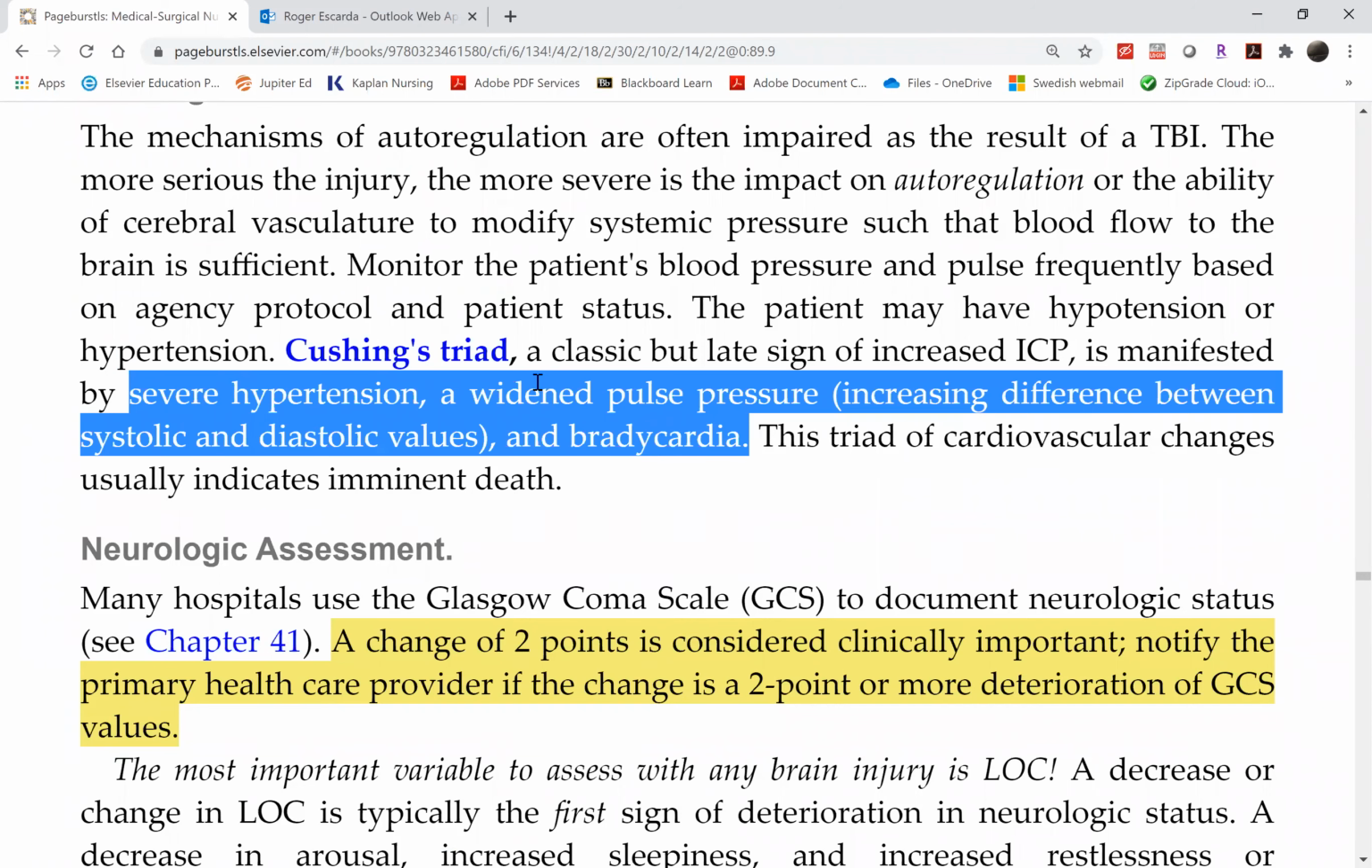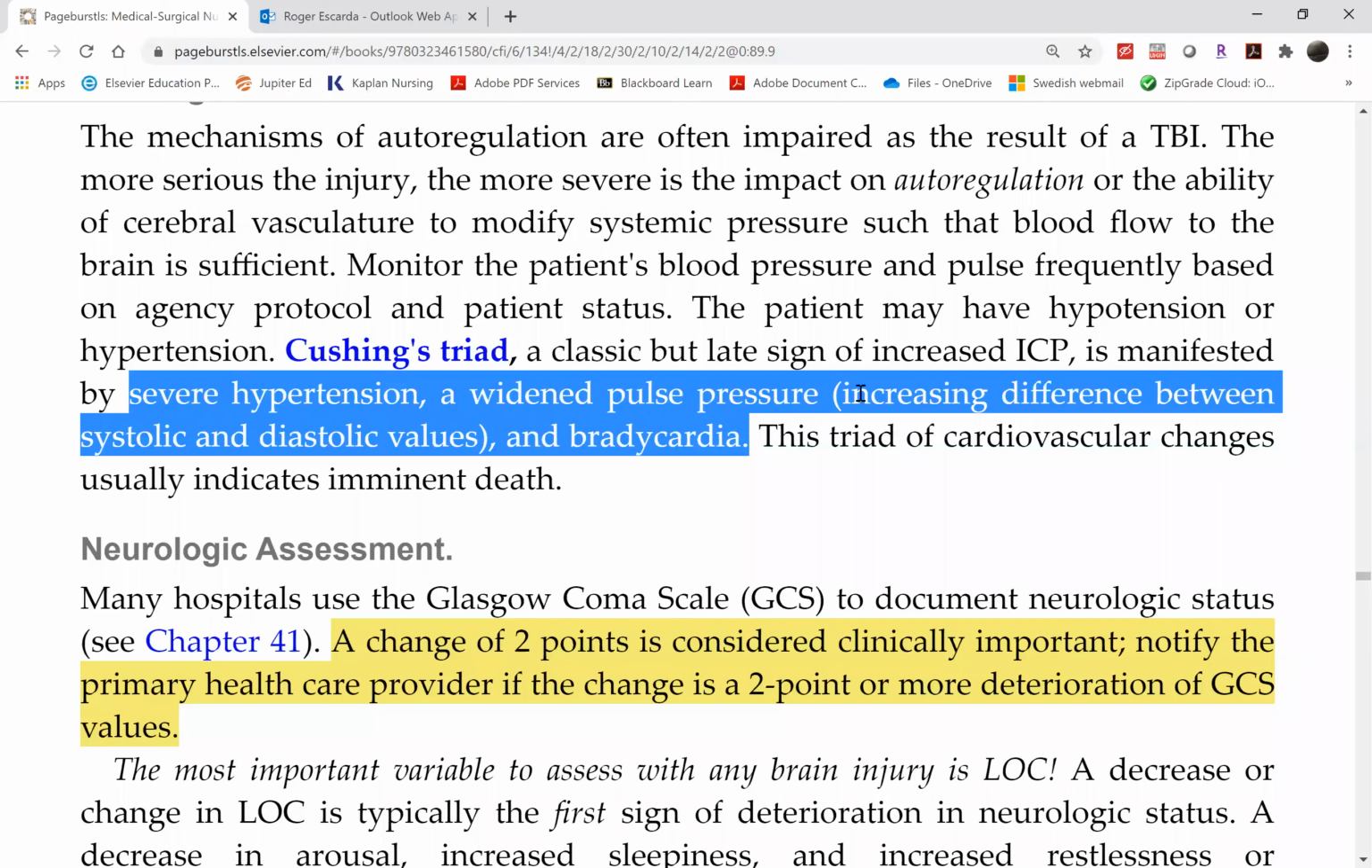what is Cheyne-Stokes respirations again? How do you describe it? Irregular pattern with alternating periods of apnea. Yeah, apnea, plus there's also dyspnea, right? So it's very irregular. That's Cheyne-Stokes respiration. Then along with severe hypertension, and there's a wide pulse pressure, give me an example of a severe hypertension with a wide pulse pressure.